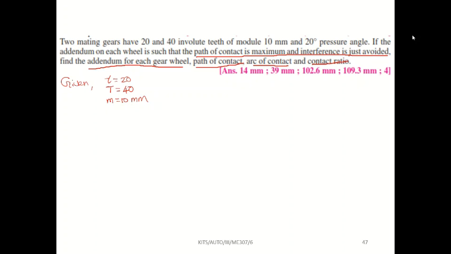So module value is 10 mm. Then what have they given? Pressure angle they have given. Okay, pressure angle is 20 degree.